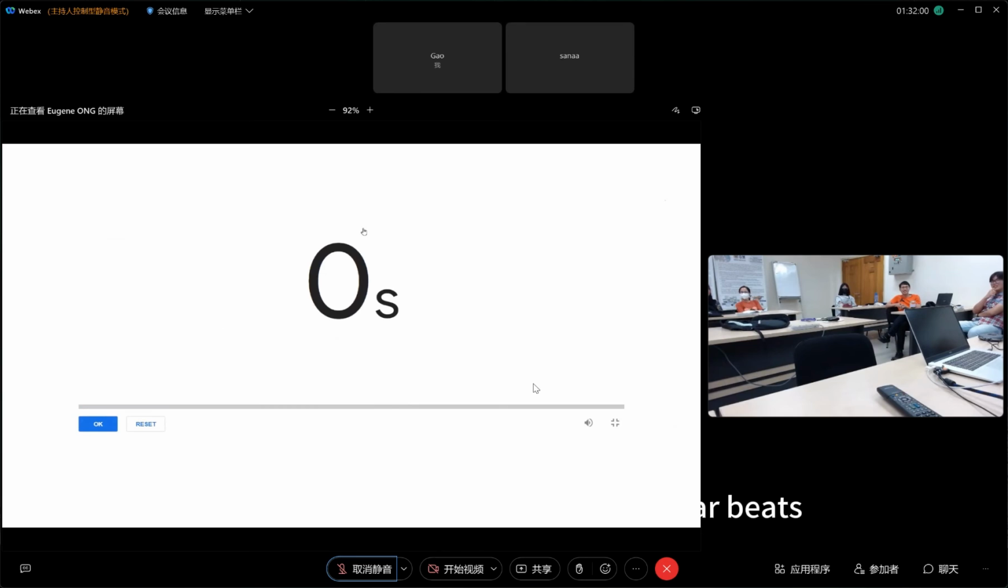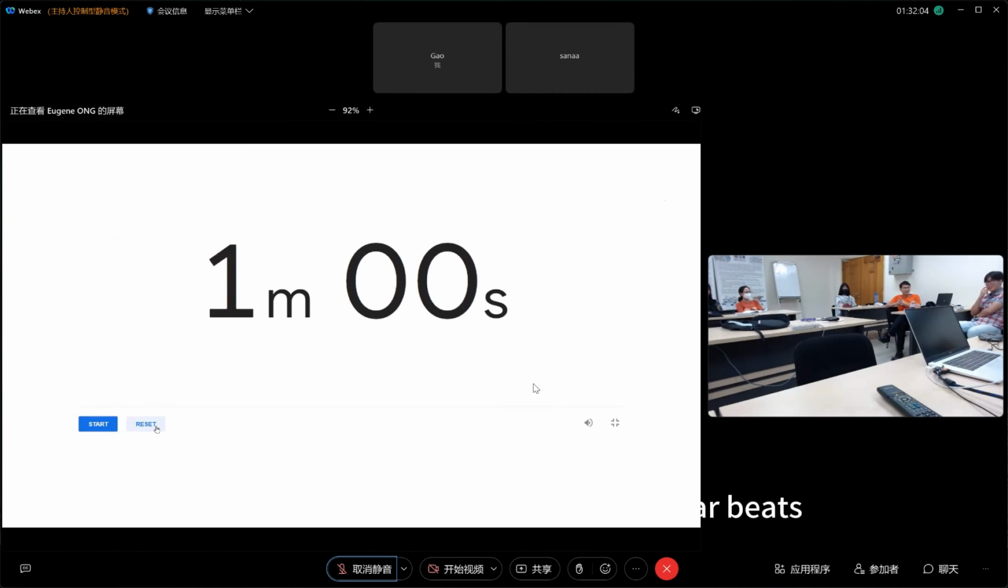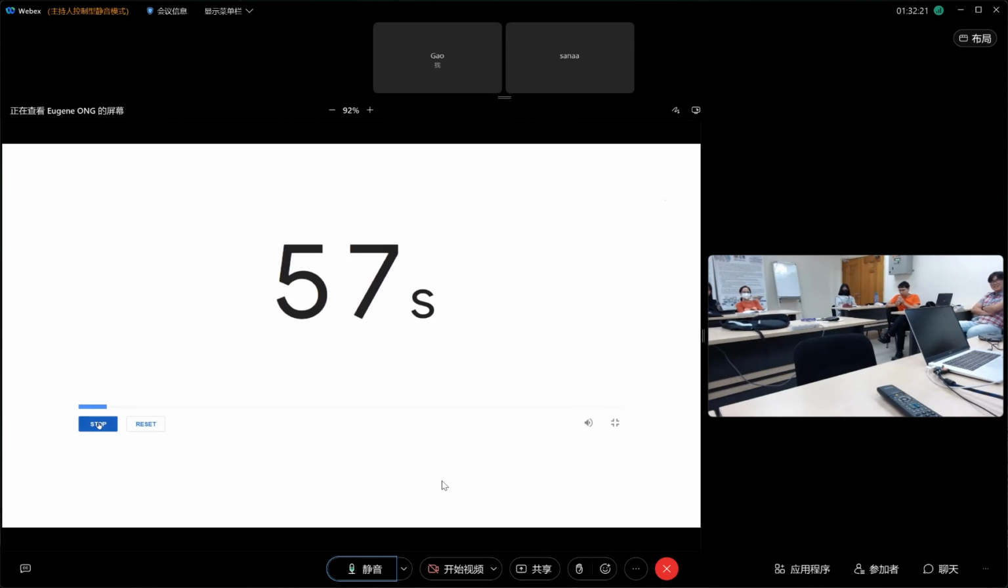Good. All right. These seven share a lot of similar cultures and languages. So the last one will be Gao. What is your thought about Penang? I want to talk about Penang.